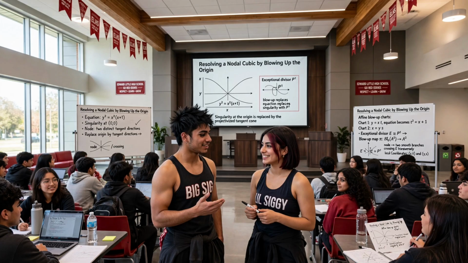Precisely. Because every term shares that x squared, we can factor it out entirely. Oh, nice. We pull the x squared to the front, and what we are left with inside the parentheses is y squared minus 1 minus x. Okay. So our final equation for chart 1 is x squared times the quantity y squared minus 1 minus x equals 0. Okay, that is super clean. And this equation, x squared times y squared minus 1 minus x equals 0, this is what you call the total transform in chart 1, right?